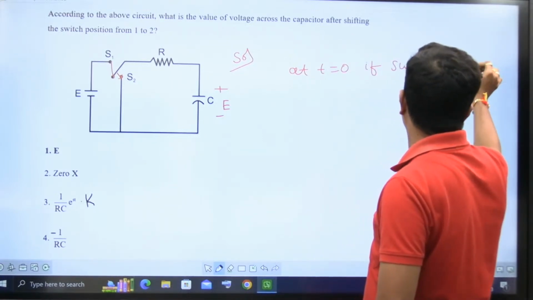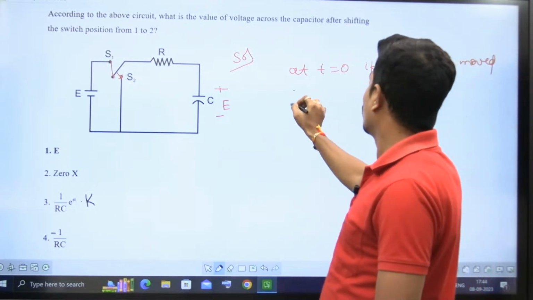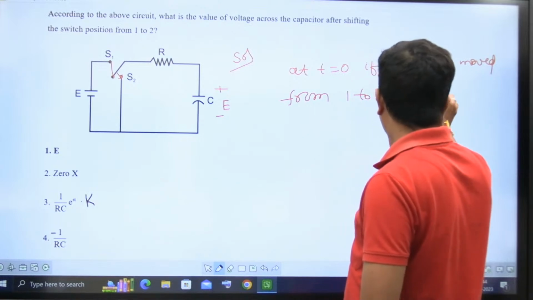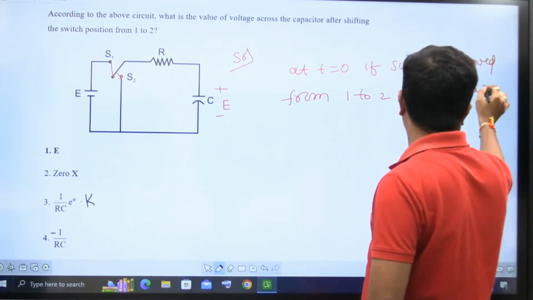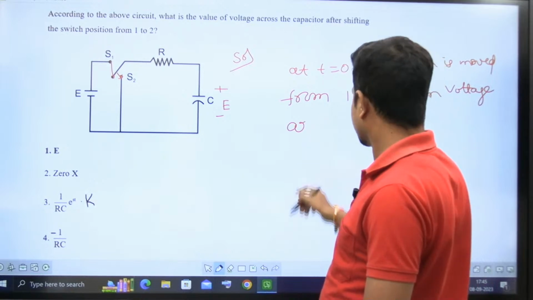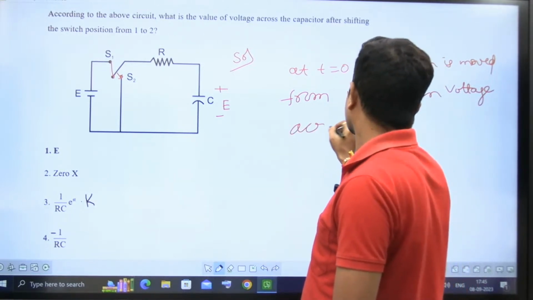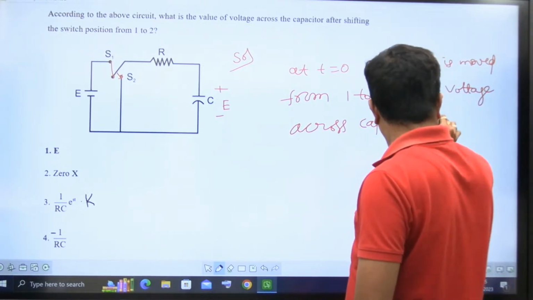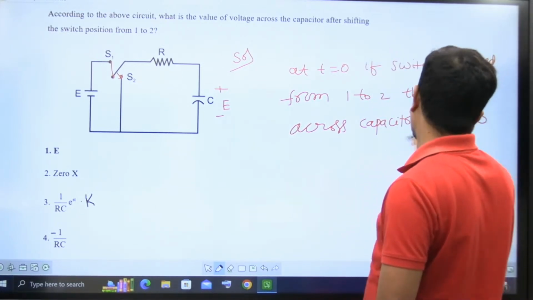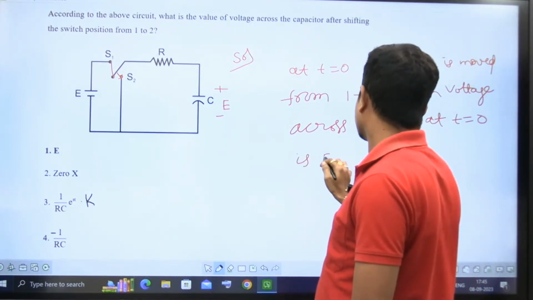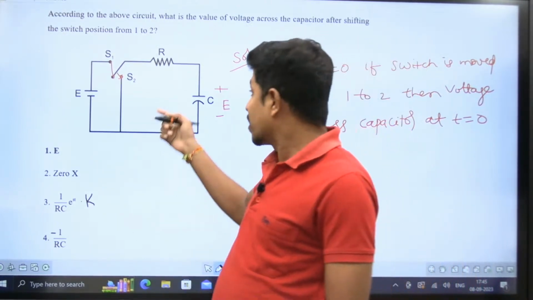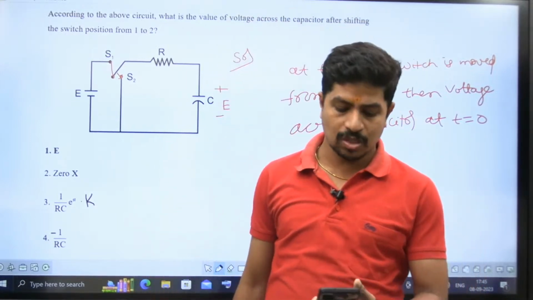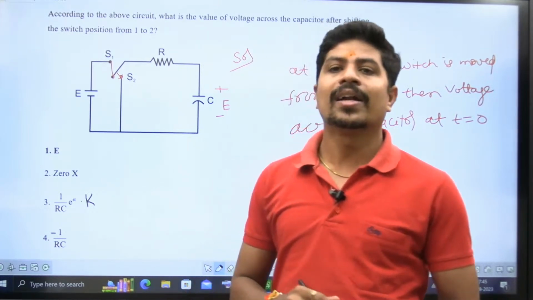Suppose at t is equal to 0, the switch is moved from 1 to 2, then the voltage across the capacitor at t is equal to 0 is E. But as there is no source, the voltage across the capacitor keeps on decreasing with respect to time.